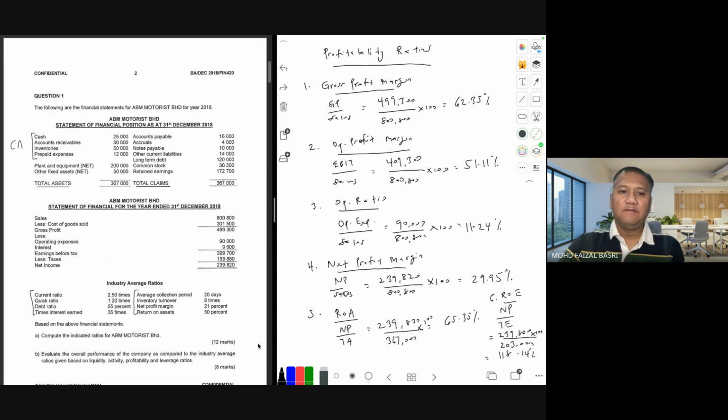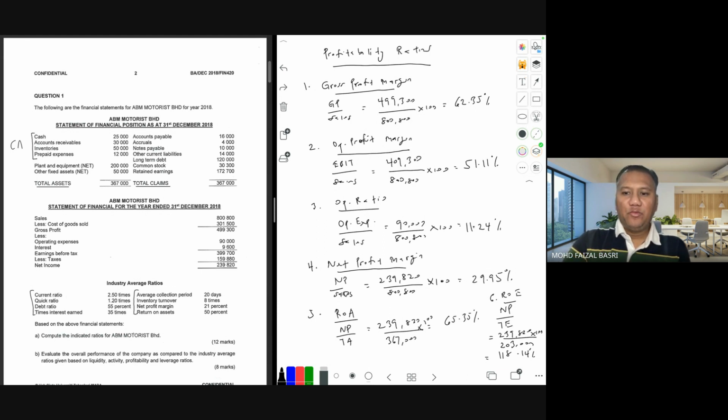Okay, so every ratio calculated correctly will give you 1.5 marks. Sebab dia ada 8 ratio, so 12 marks. So satu ratio 1.5 markah. And every ratio you comment correctly, we get additional 1 mark. So setiap satu ratio tu, based on calculation and comments, will give you 2.5 marks during that time.